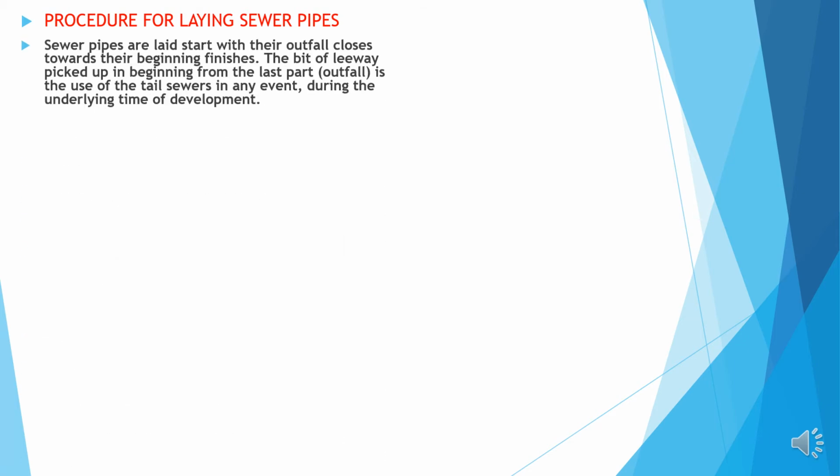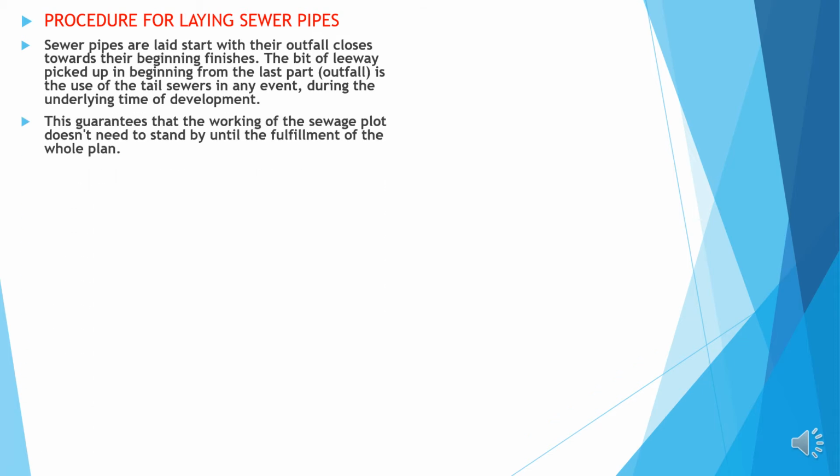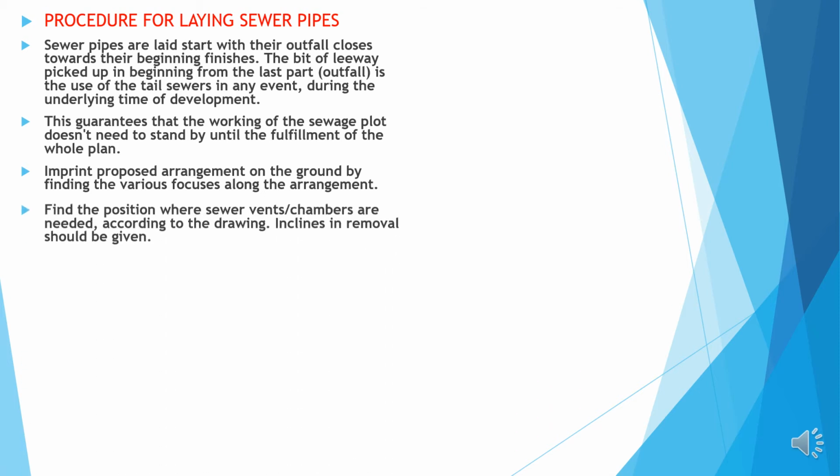Procedure for laying the sewer pipes. Sewer pipes are laid starting with the outfall, closest to the building's finishing end. The advantage gained by starting from the last part, that is the outfall, is the use of the sewers even during the initial time of construction. This ensures that the working of the sewerage scheme does not have to wait until the completion of the entire project. Mark the proposed alignments on the ground by locating the various points along the alignment.